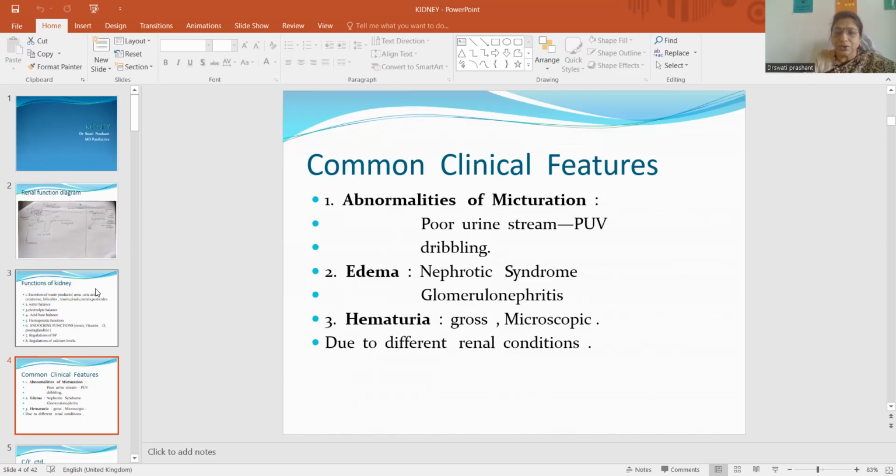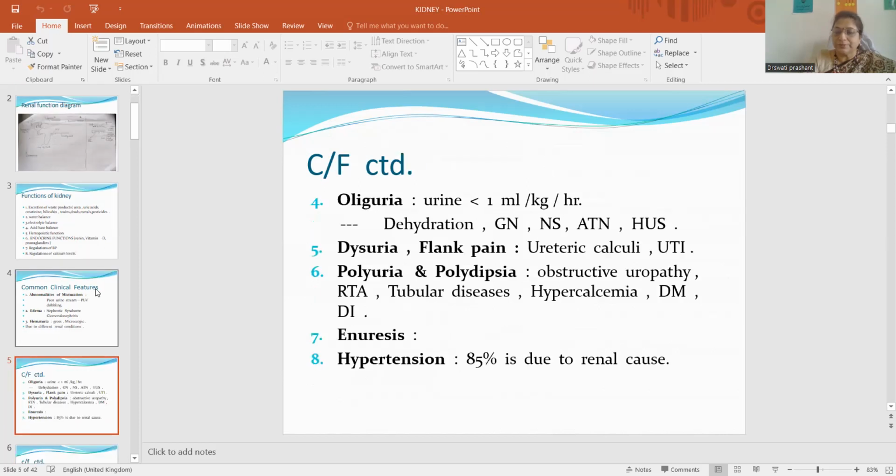Hematuria, gross or microscopic hematuria. Due to different renal conditions, the patient may have gross or microscopic hematuria. Oliguria, urine output less than 1 ml per kg per hour. Dehydration may be the main cause. Glomerulonephritis, nephrotic syndrome, acute tubular necrosis, hemolytic uremic syndrome. These are the common causes leading to oliguria. Then dysuria, flank pain, may be due to ureteric calculi or UTI.